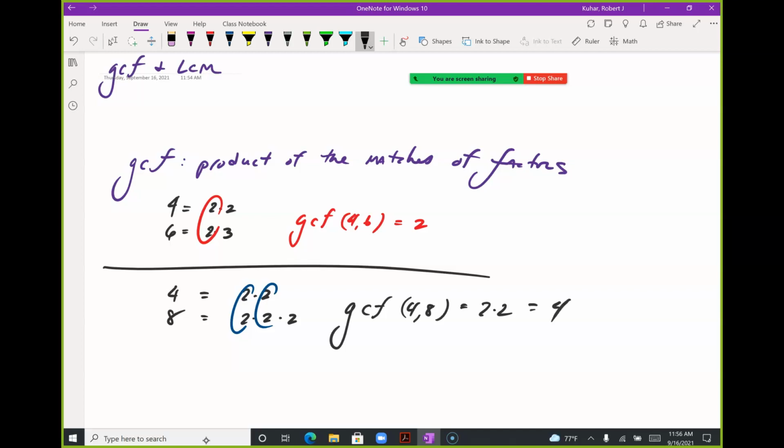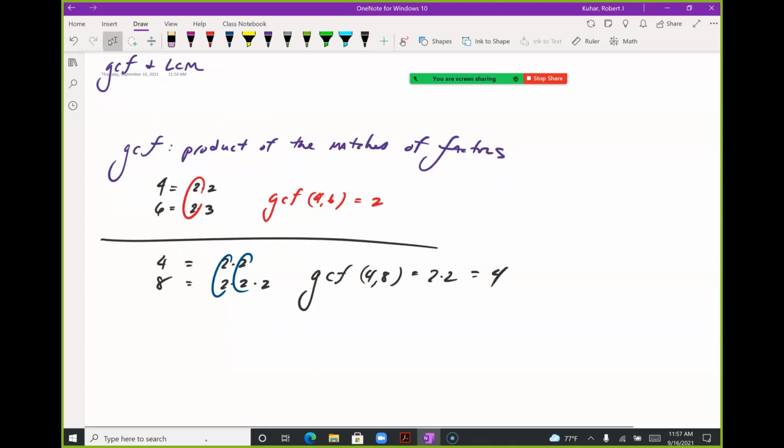So the wording is not ideal, but hopefully I'm talking to other nerds here, and we can handle this kind of wording. Product of the matches, right? So if I have a match of 2, I need a 2 in my product. If I have a match of 3, I need a 3 in my product. If I have another match of 2, I need another 2 in my product, right? Is that making sense?